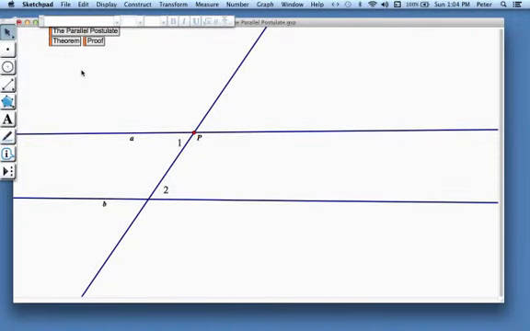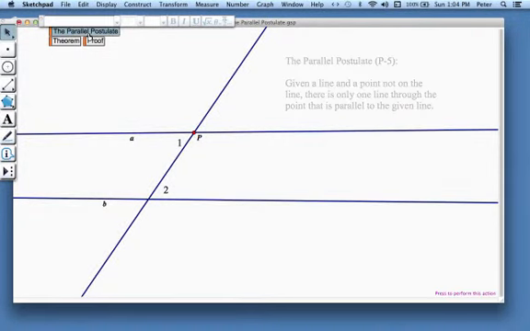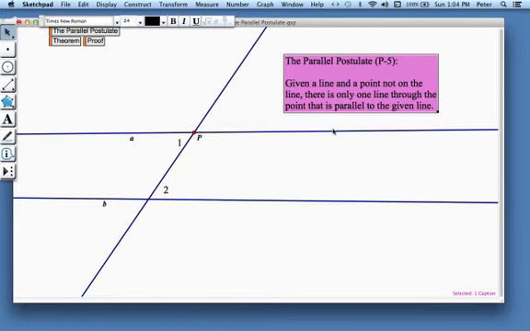Okay. Let's take a look at this parallel postulate. It's been rewritten in modern times to be a little less obtuse than Euclid's original. And now we say that given a line and a point not on the line, there is only one line through the point that is parallel to the given line.